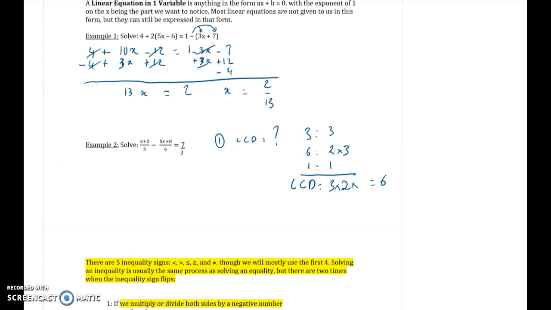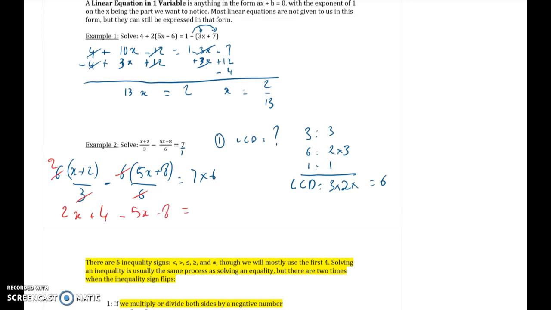So if I multiply by 6, the first fraction, x plus 2 divided by 3, minus 6 times 5x plus 8 divided by 6 equal 7 multiplied by 6. I end up having the denominators disappear, divide out. And so I end up with 2x plus 4 minus 5x minus 8 equal 42.